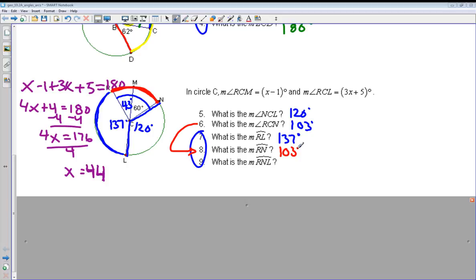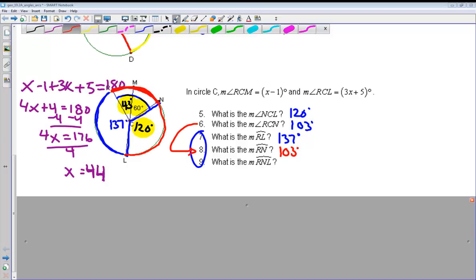And lastly, what's the measure of arc RNL? So RNL, 3 letters, means it's either a semicircle or a major arc. R, there's N, we're past halfway. So there's L, that's a major arc. We want to add up all 3 of these measurements. And so when you do that, you should come out with a grand whopping total of 223 degrees.